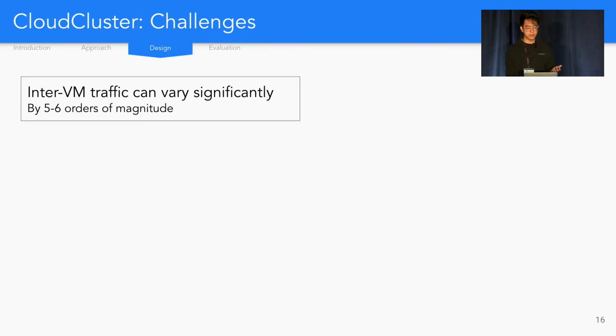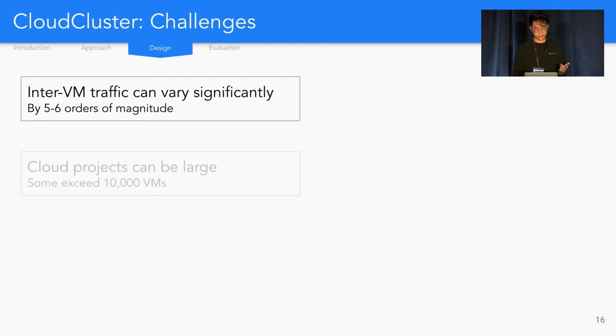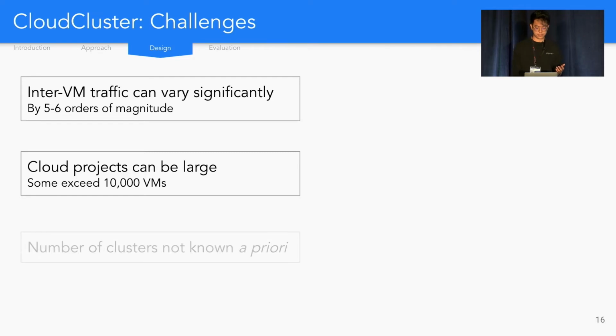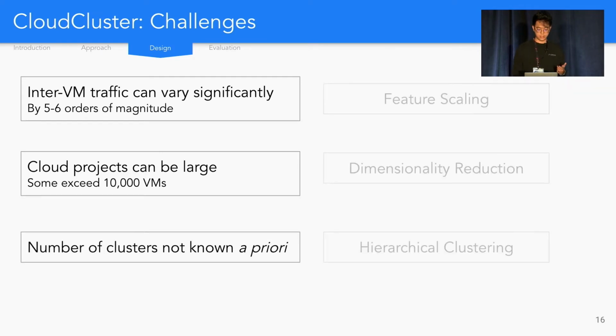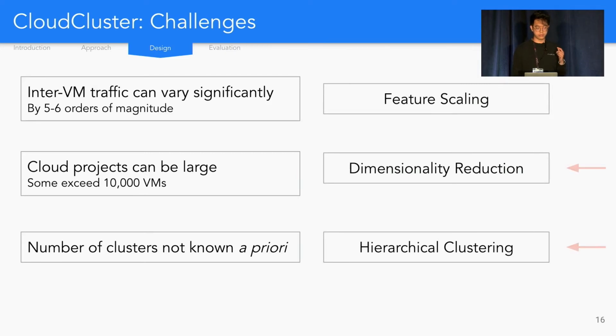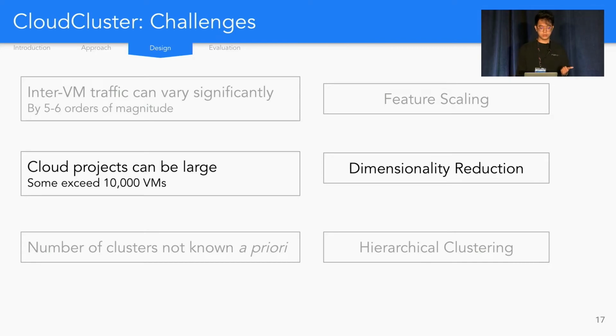In this paper, we developed an approach called CloudCluster, which performs clustering on the VM-to-VM traffic matrix. It overcomes several challenges. VM traffic volume can vary many orders of magnitude. Cloud projects can have tens of thousands of VMs. The provider might not know the number of clusters. In this talk, I will describe how we overcome the second and the third challenge. To deal with the second challenge, we use dimensionality reduction techniques.